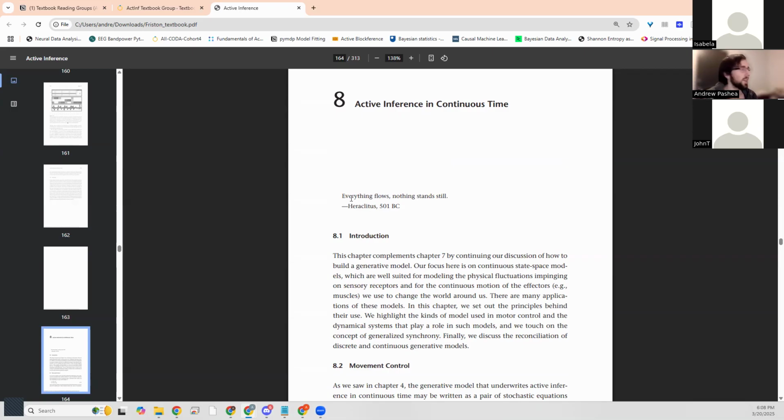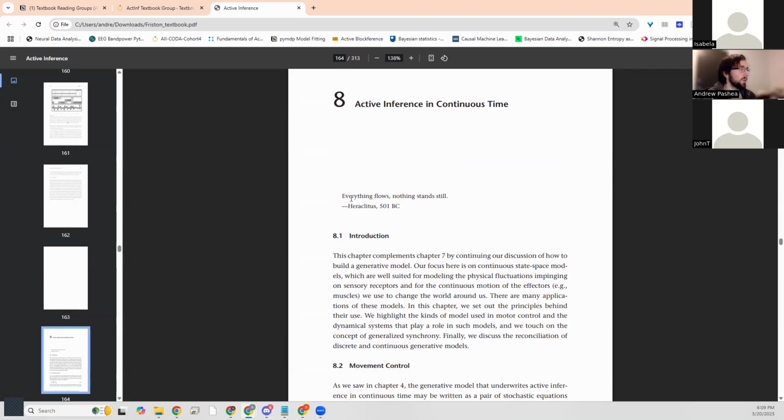So whenever we get into chapter 8, we turn to continuous state space models, which the authors state are well suited for modeling physical fluctuations impinging on sensory receptors, and for the continuous motion of the effectors, e.g. the muscles, we use to change the world around us, with model examples for the dynamical systems involved in motor control, as well as the concept of generalized synchrony, and finally constructing hybrid models for combining discrete and continuous variables at different levels, which features at the end of the chapter.